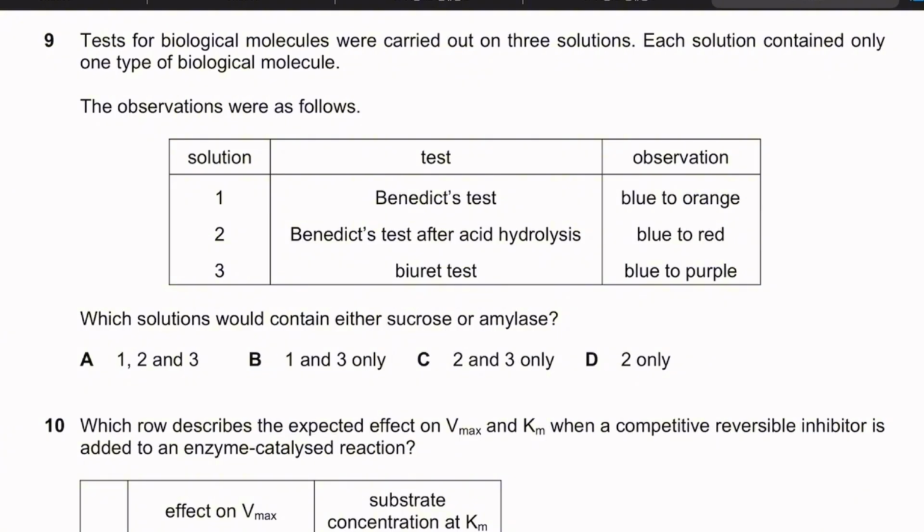2, Benedict's test after hydrolysis. Observation blue to red. So this is obviously positive for non-reducing sugars like sucrose. 3, Biuret test, blue to purple. And so this is positive for proteins.